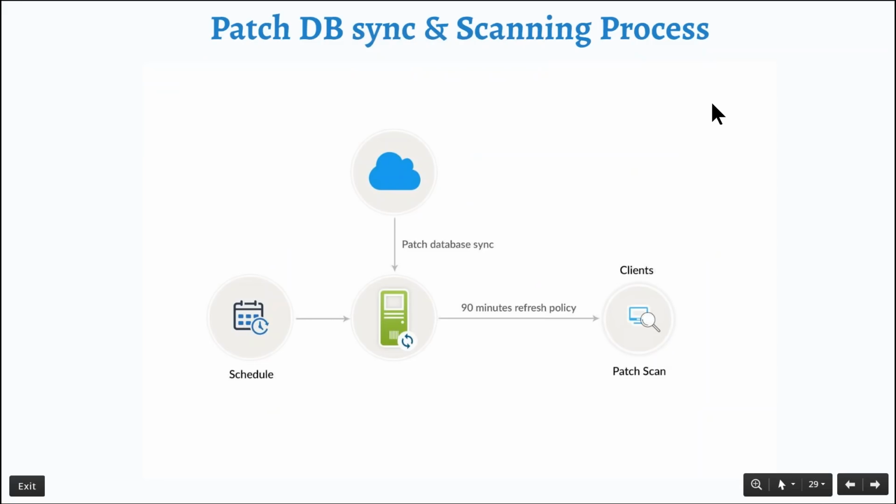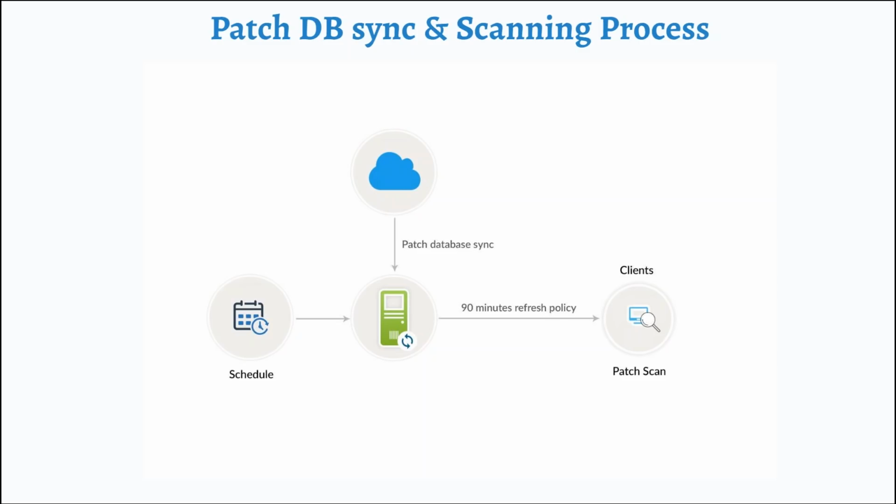So here comes the first part when it comes to Automate Patch Deployment: Patch DB Sync and the scanning process. As you can see, once you set up a schedule under patch database settings, based on that, your Desktop Central server will reach the central patch repository on a daily basis. You don't need to do this manually. It will happen in an automated way.